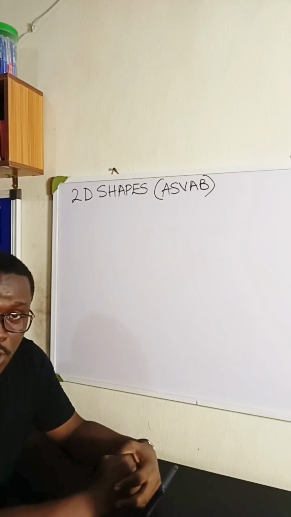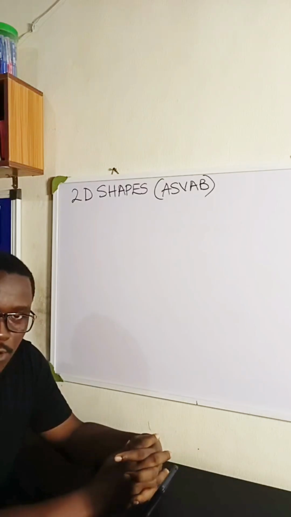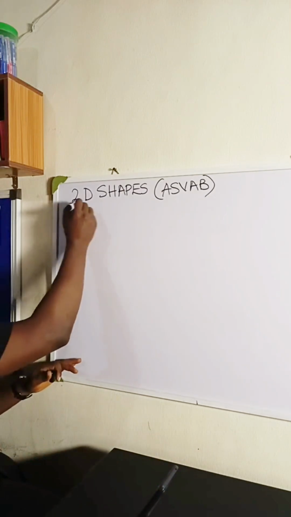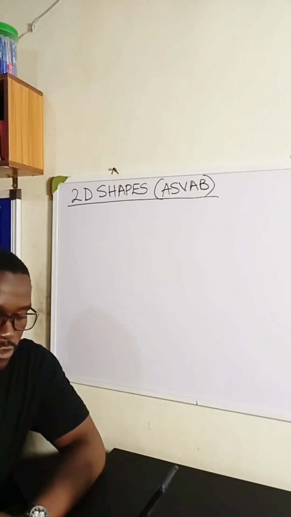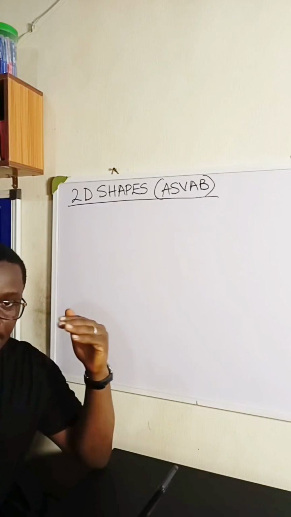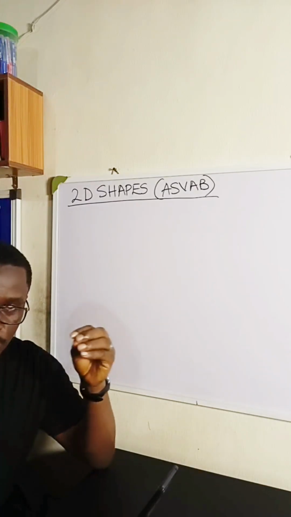This class is focused on the ASVAB exams, and today we are looking at 2D shapes. Today we'll be focusing on 2D shapes. At the end of today's class, we are going to look at some ASVAB practice questions on 2D shapes.